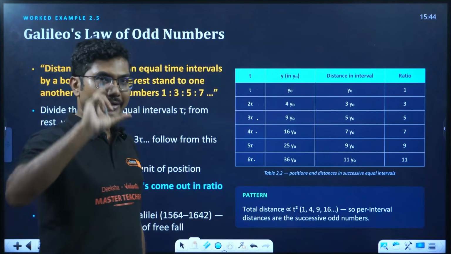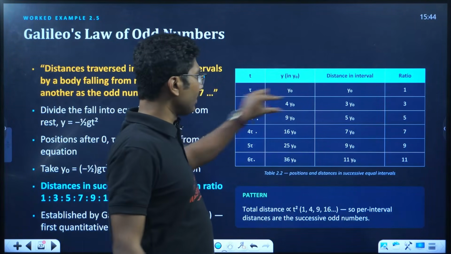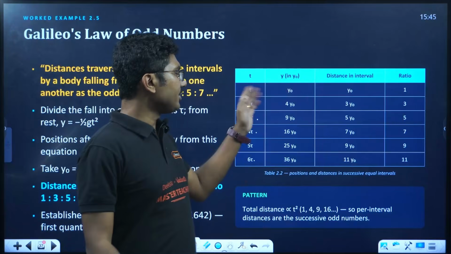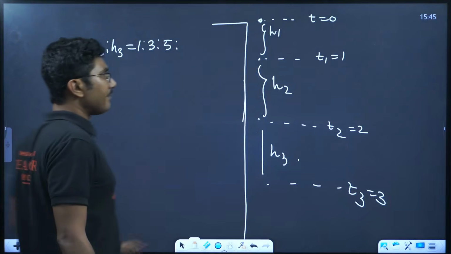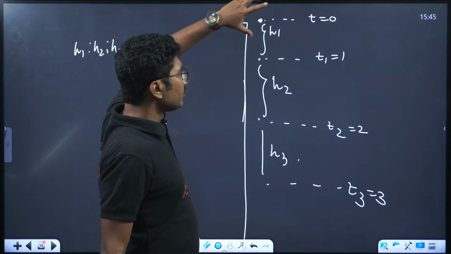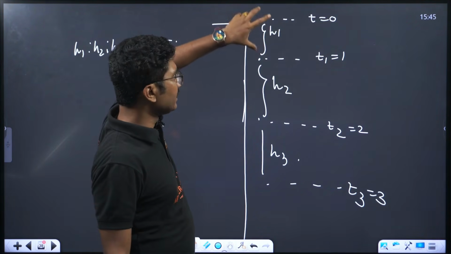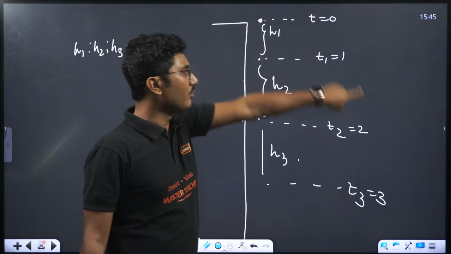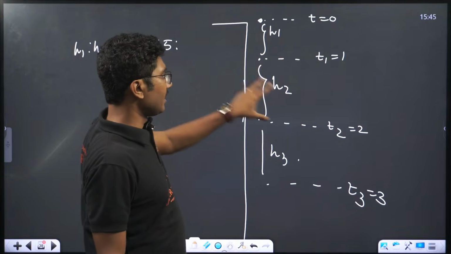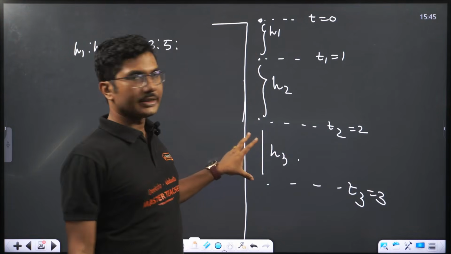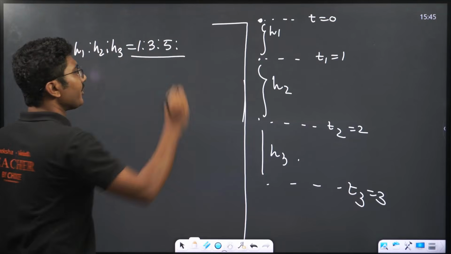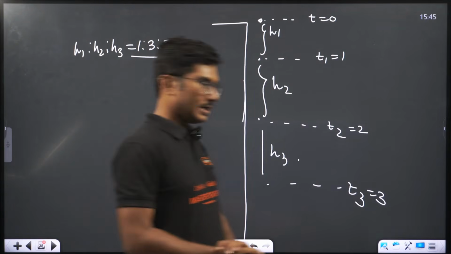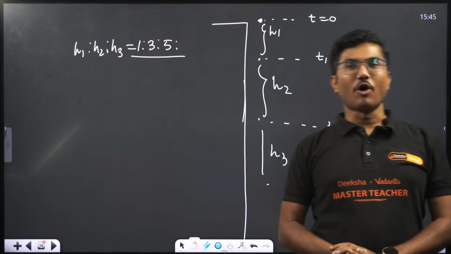Between these two intervals, what is the distance traveled? Initially when time t is equal to 0, it was 0. So between 0 to 1, this is the distance traveled. Between 1 to 2, this is the distance traveled. Between 2 to 3, this is the distance traveled. If you take all these distances, they will all be a ratio of odd numbers.